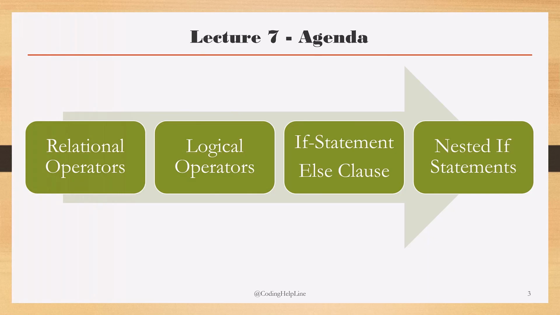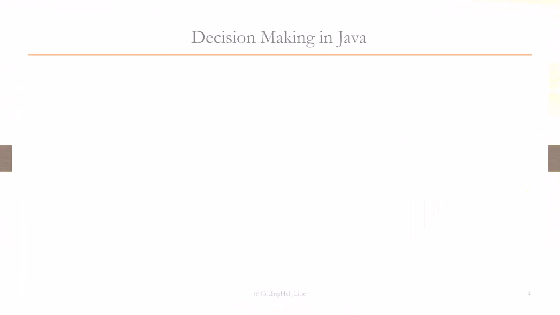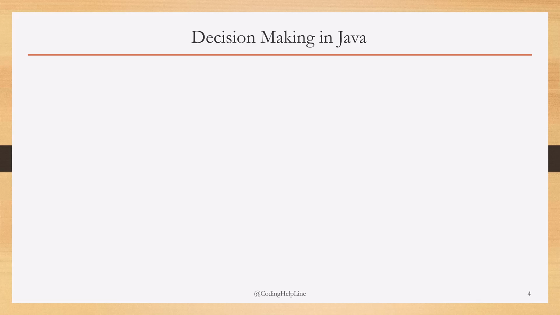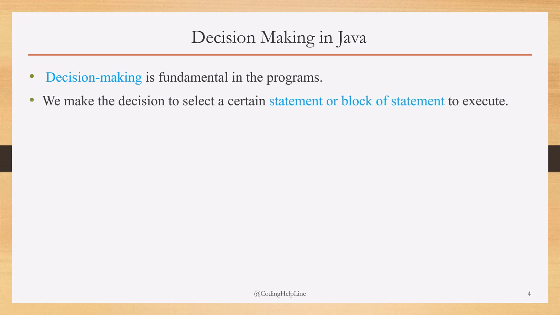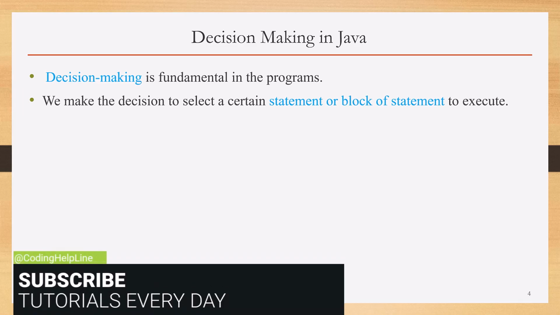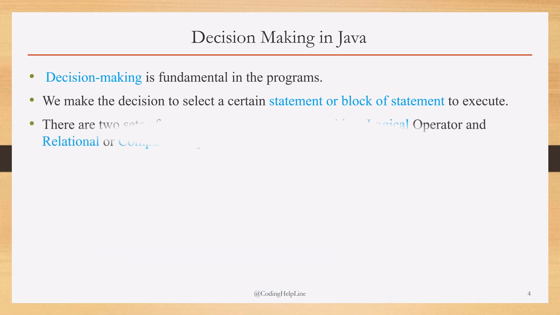So today's agenda, we are going to discuss relational operators, logical operators, if-else statements and nested if-else statements. Decision making in Java. Decision making is very important. It is fundamental in programs. We make decisions to select a certain statement or a block of statements to execute.